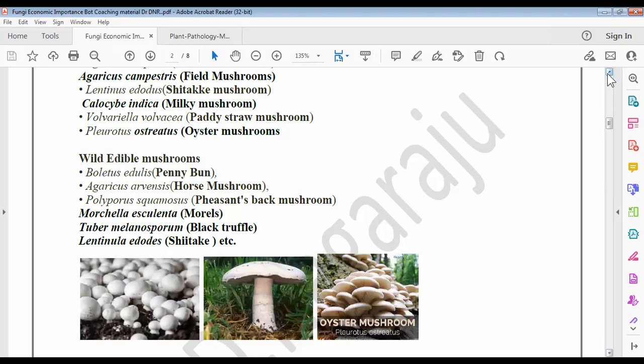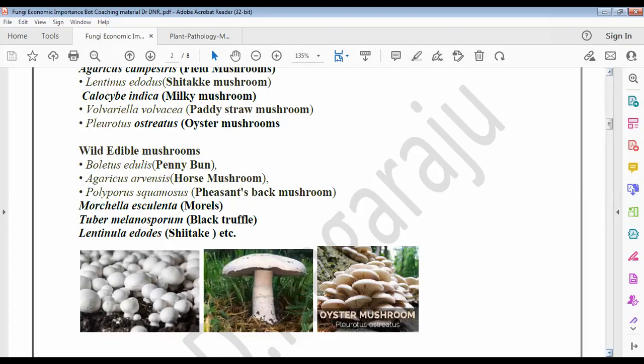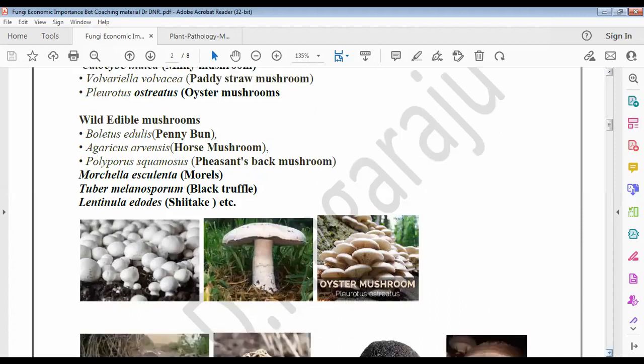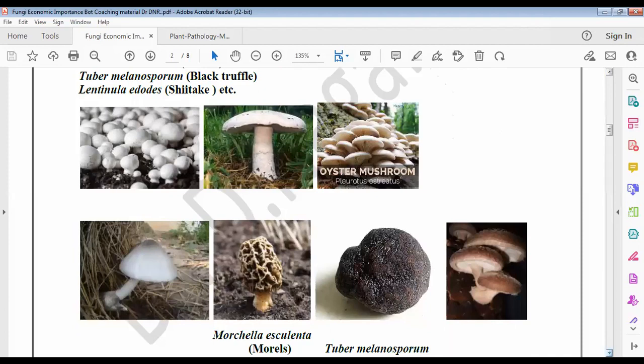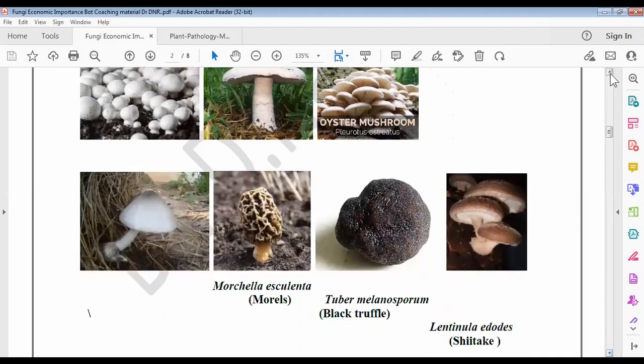And Polyporus. You might have seen them on many trees and trunks, with a porous fruiting body. So many pores are there upon the fruiting body. That is Polyporus. Poly means many, porous means pores, holes, empty spaces. Polyporus. I already told you about Morchella and Lentinula and Leptodora. So many are very useful and highly valuable.